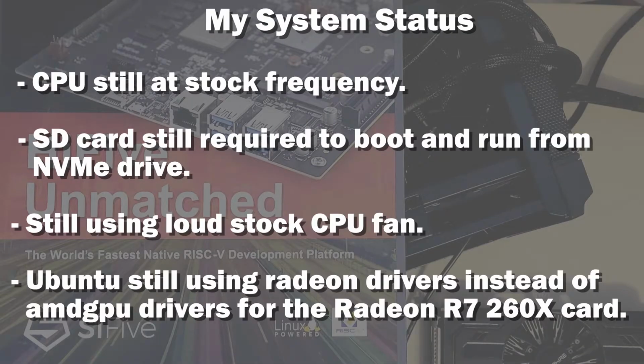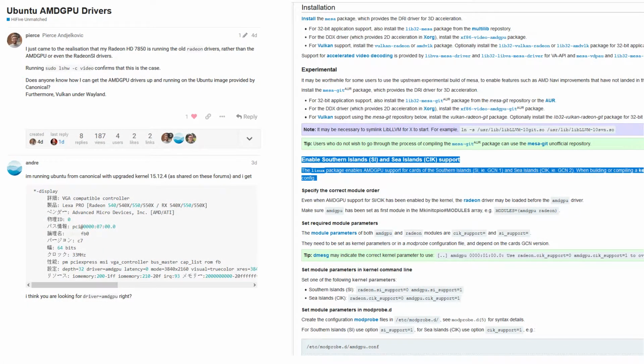And finally, my AMD Radeon R7 260X GPU is still running with the older Radeon drivers rather than the AMDGPU drivers. My particular card is a Sea Islands class, but the cards in the Southern Islands class face the same issues. There's a lot of discussion about this on the Unmatched forums, and someone with a Southern Islands card has consulted the ArchWiki and some of the other information provided and has been successful in forcing Ubuntu on the Unmatched to use the newer AMD GPU drivers.